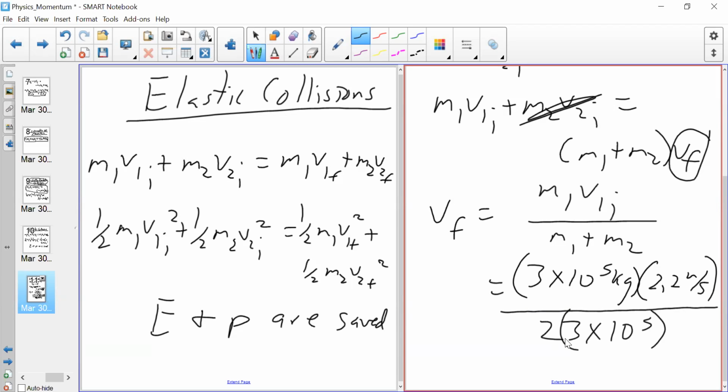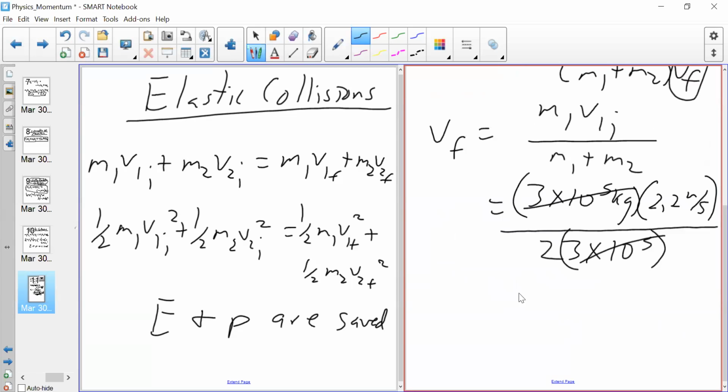2 times 3 times 10 to the 5th, just double. And it turns out that it's very nice. So this can go away, and then it's basically 2.2 divided by 2, which is 1.1. You see that? Which should make some sense, since they're the same mass, and when you double the mass, they're going to go half the speed. All right, so math matches our intuition.